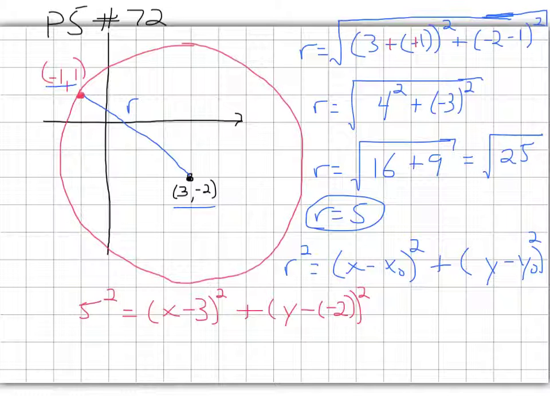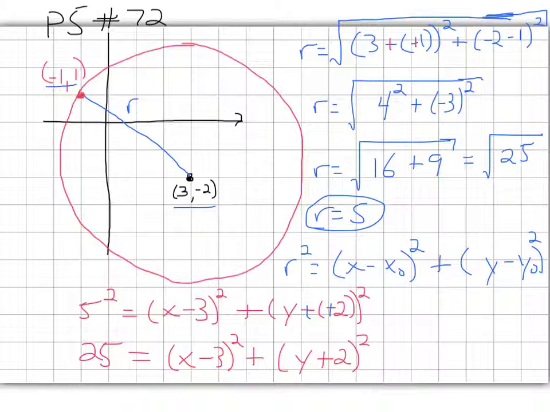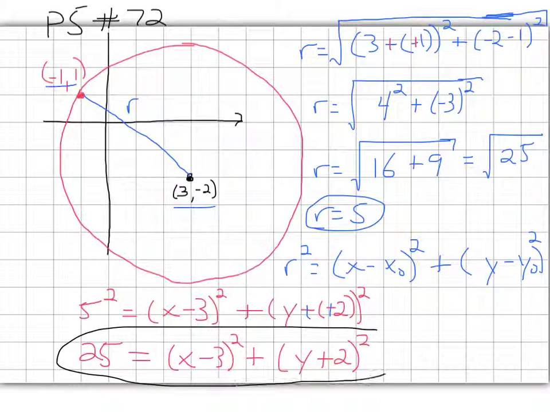Now, we can simplify this a little bit by actually doing this square. That'll be 25. Our x minus 3, I want to leave that. This is as simple as this term gets. But for the y, again, minusing a negative is adding the positive, so I can simplify that a little bit by writing this as y plus 2 squared. And that is our equation for our circle.